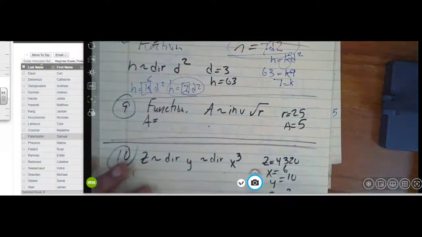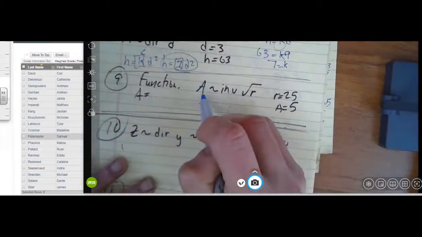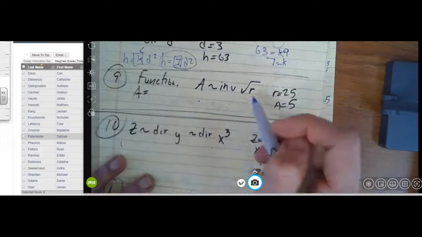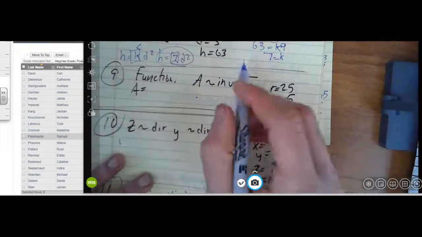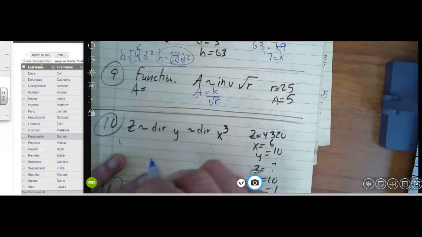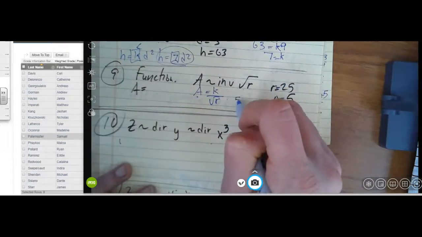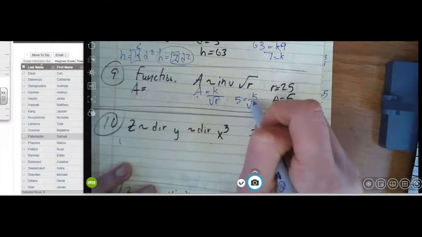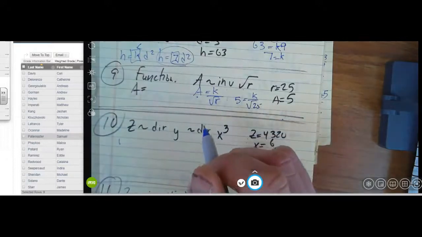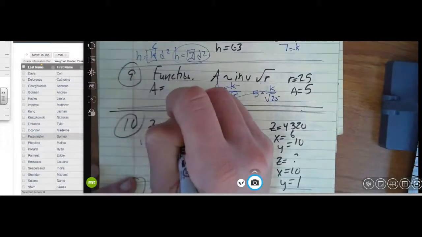They wanted a function, so a function there. So they want a function a equals, and they tell you that the area varies inversely with the square root of the radius. So therefore, we know it's going to be a is equal to k over the square root of r. All right. So we use the values that we have. We say 5 is equal to k over the square root of 25. Well, we knew that already. Okay. So we have 5 is equal to k over 5. Sorry about that.